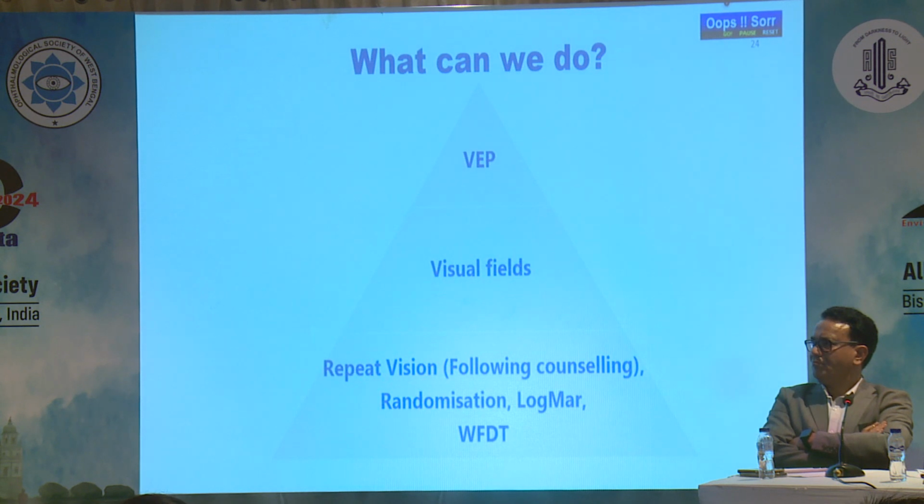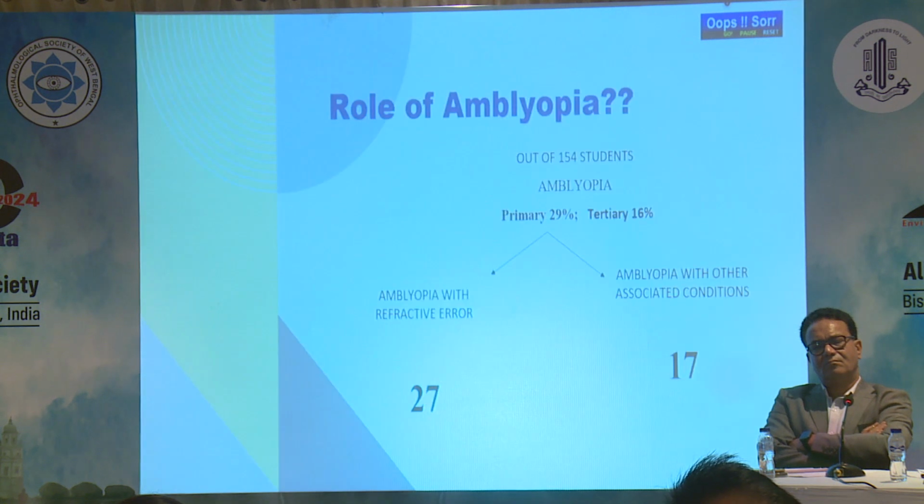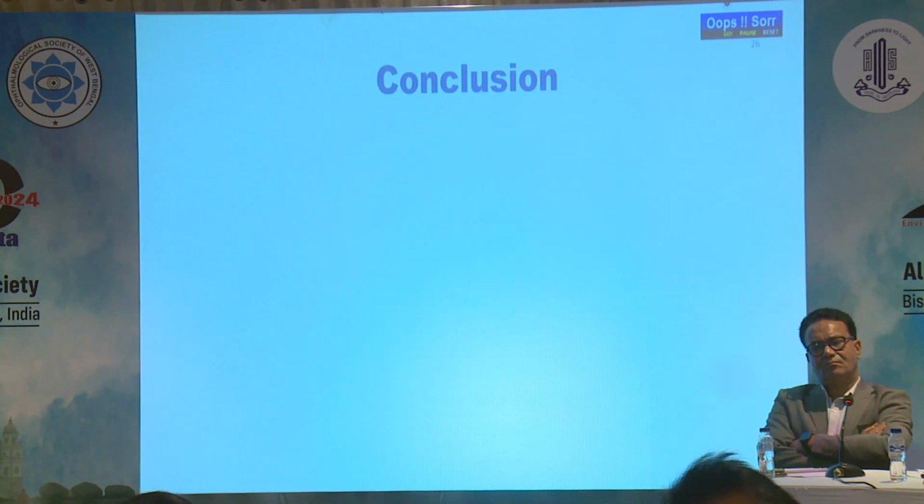So we would suggest this triangle or base approach. We repeat vision, we randomize, we counsel the students. Second level, we do visual fields, and third level, we do VEPs also. So one thing we have to be very watchful against is the diagnosis of amblyopia.